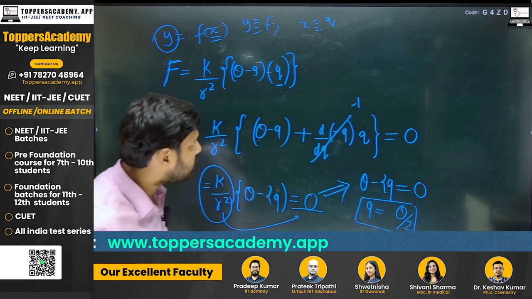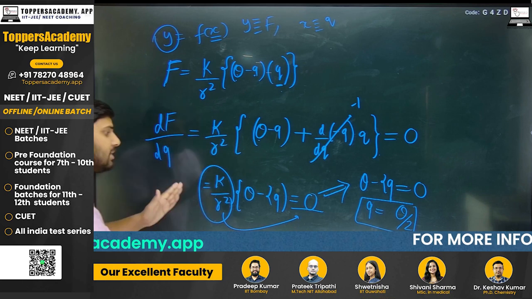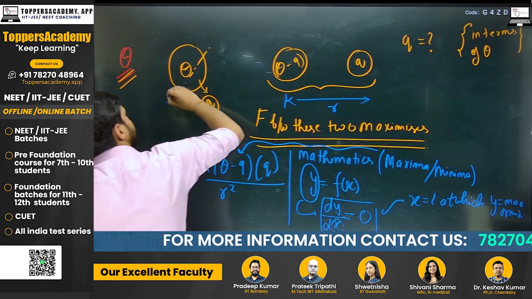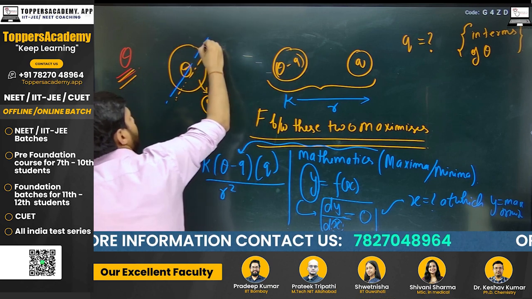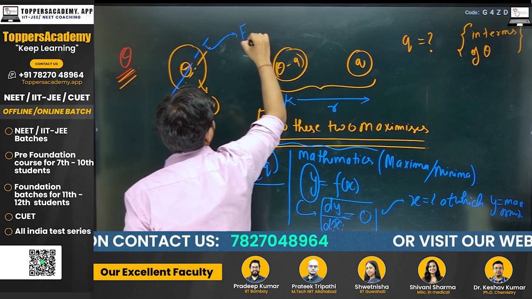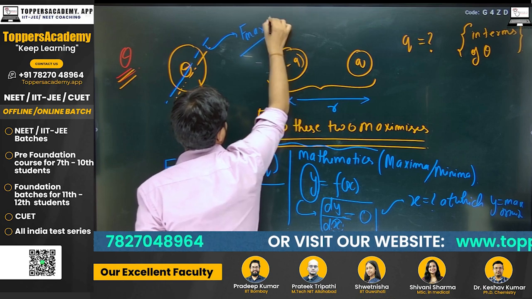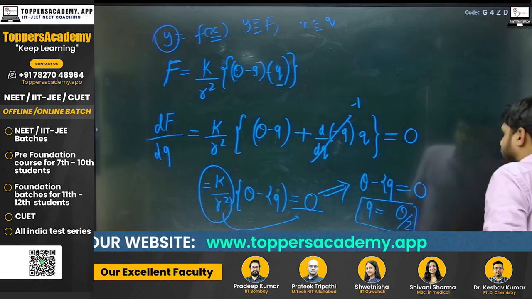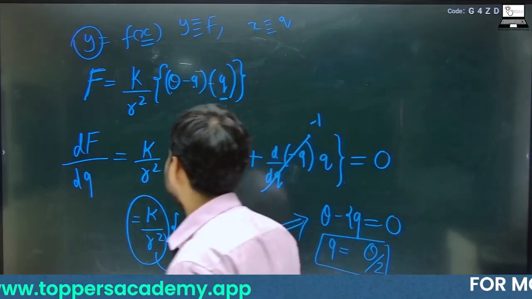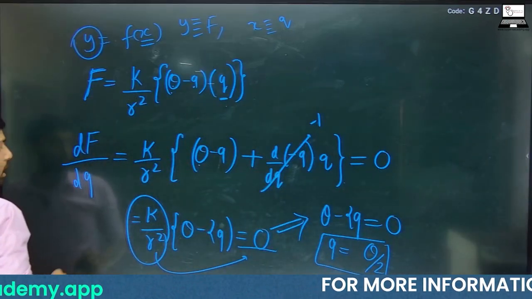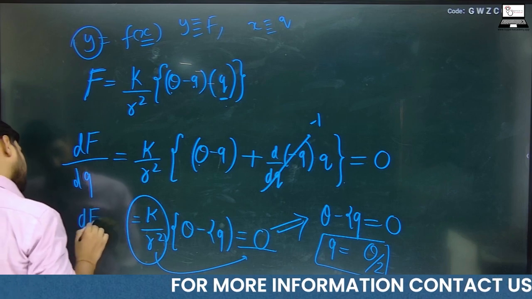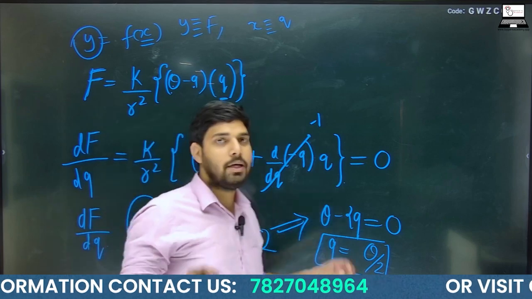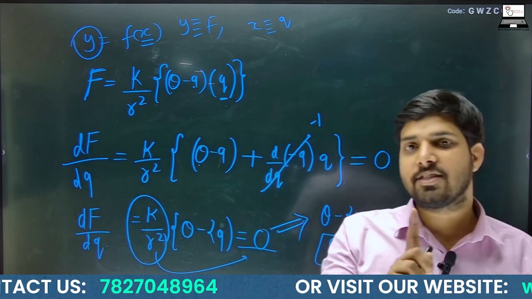So when we slice that charge into half, at that time we will be getting F max. So this was the question and that is the solution of the question. Are you getting it or not? Clear? I hope the question is clear to everyone.